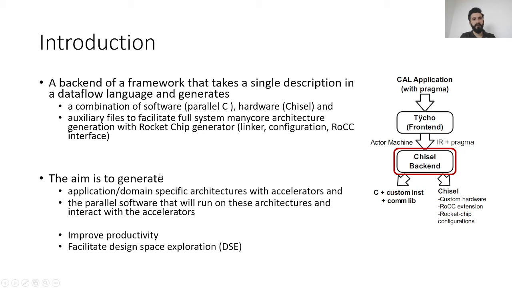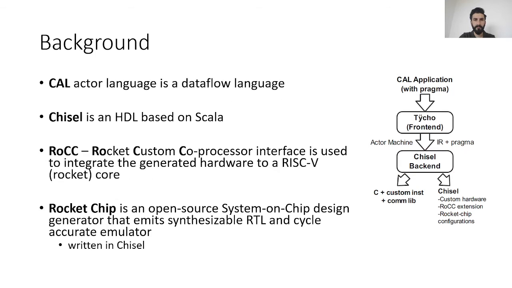And the aim of this paper is to generate application or domain-specific architectures with accelerators, and also generate the parallel software that will run on these architectures and interact with the accelerators. The ultimate goals are improving productivity and facilitating design space exploration of manycore architectures, which are specific for certain domains.